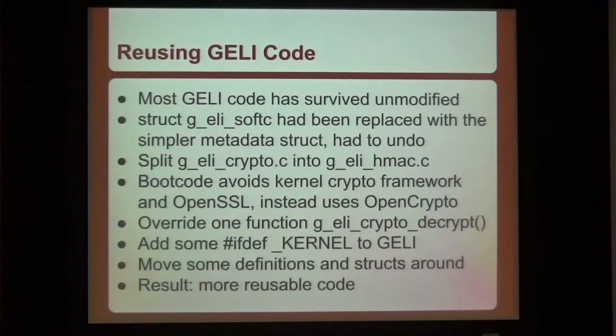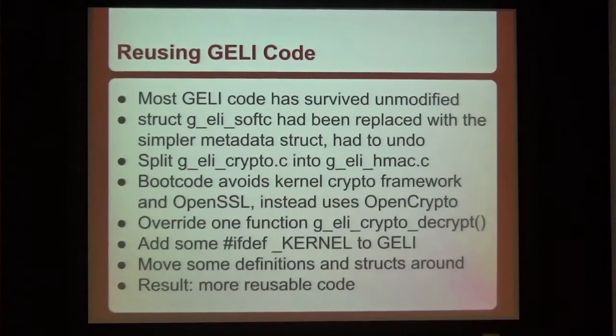So most of the GELI code had survived unmodified, but had been copy and pasted. One of the big changes I had made is that instead of using the big struct in GELI that has all of the running state, I had modified the code to just use the on-disk metadata state, because that was mostly the only thing I cared about. But when I tried to switch the code to using the unmodified GELI code from the kernel instead of a private copy of it for the bootloader, I had to switch that back. So, undoing a bunch of work that I had done trying to make it cleaner.